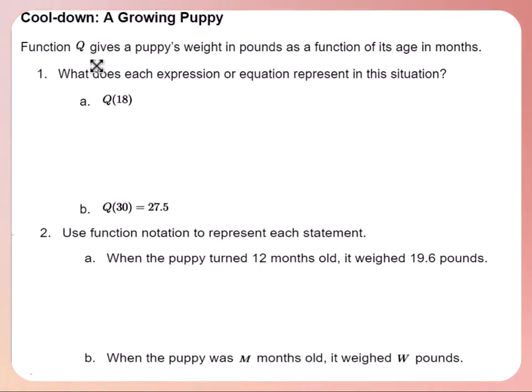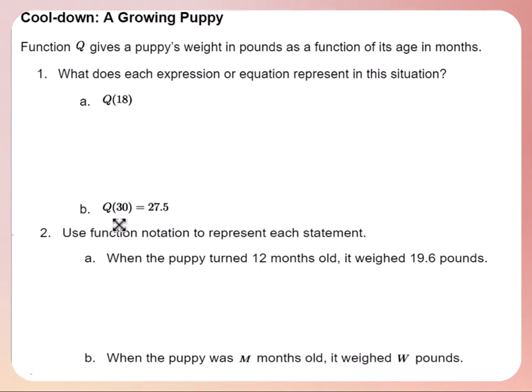All right, function Q gives the puppy's weight in pounds. So again, the amount is going to be the answer to this function when we put it into an expression. The input is going to be the age. Again, input is time in months. Okay, so what does this expression mean? Q of 18 means how much the puppy will weigh in 18 months.